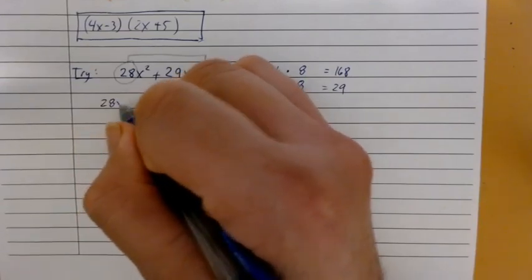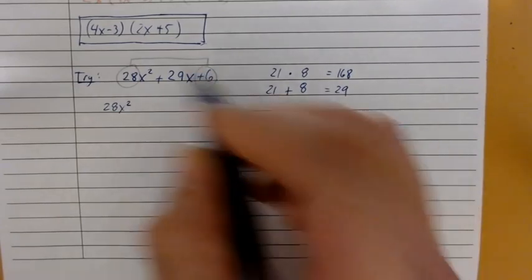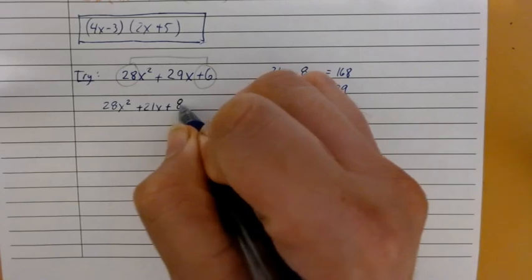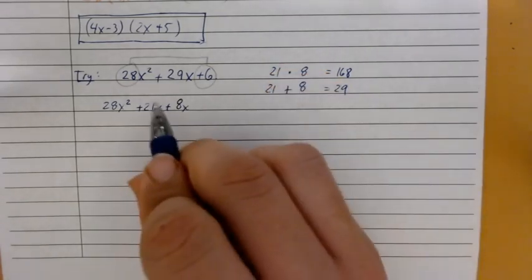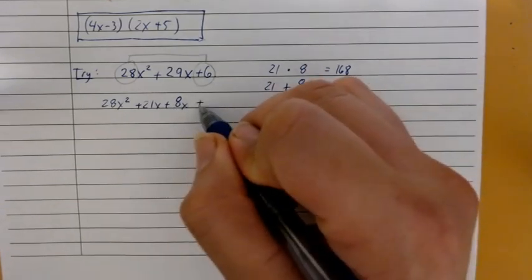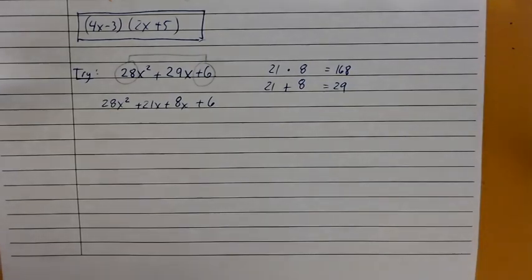So we can write this as 28x squared. Instead of 29x, we're going to split this as 21x plus 8x. Again, it doesn't matter what order. If you wrote 8x first and then 21x, that'll be fine. You'll still get the same answer at the end. And then your 6 just comes on down.